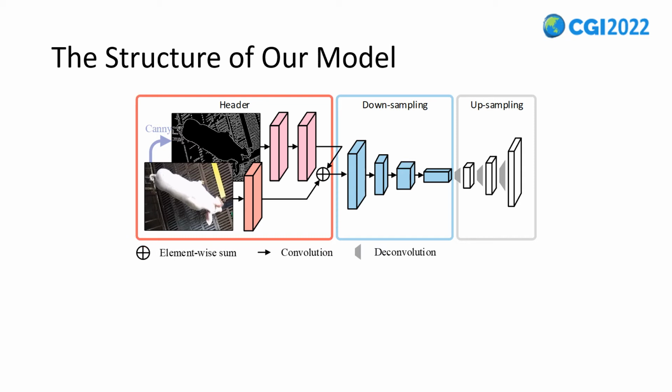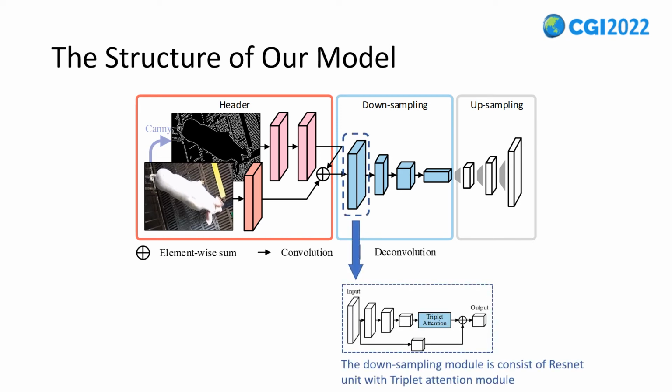In our downsampling part, the main structure is still the receiver network, but we add an attention mechanism to it. We add the triplet attention module to each receiver unit of the module, as shown in the figure below. Similarly, the CBAM used in the follow-up experiment was added to the baseline model in the same way.